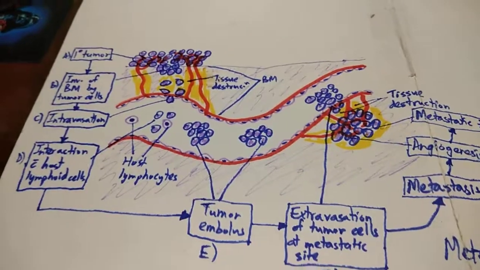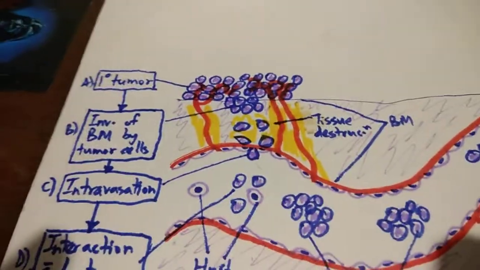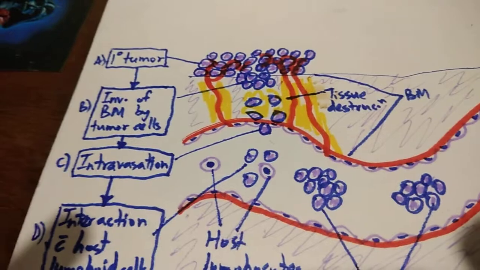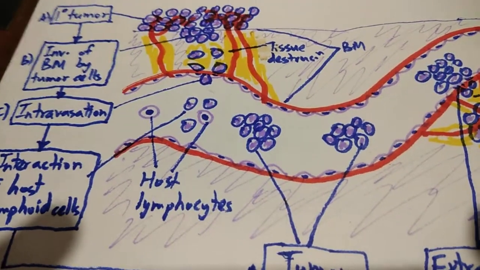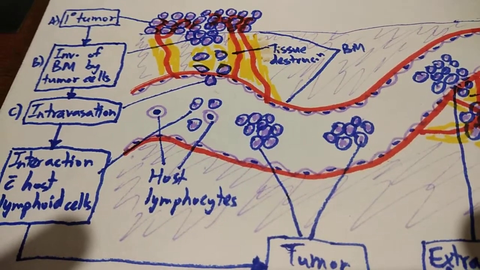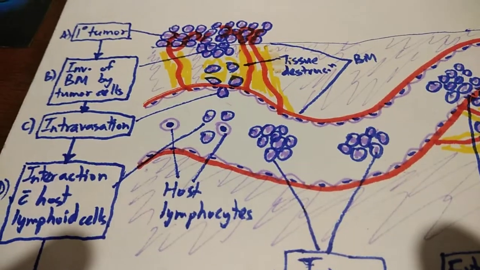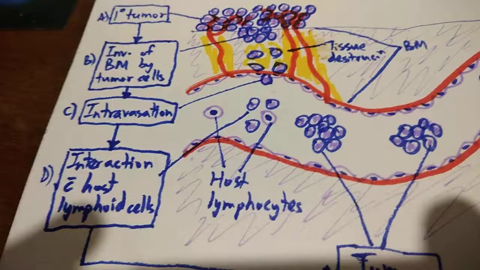And now looking at metastasis, for example, in the blood. Here you have a primary tumor. There's invasion of the basement membrane involved by tumor cells. Then it makes its way down to the closest blood vessel by destroying tissue along the way, mostly basement membranes, and it squeezes in through the vessels by a process called intravasation.